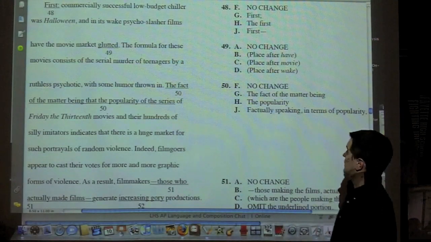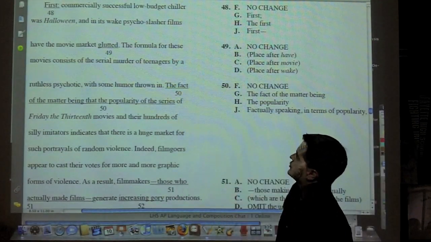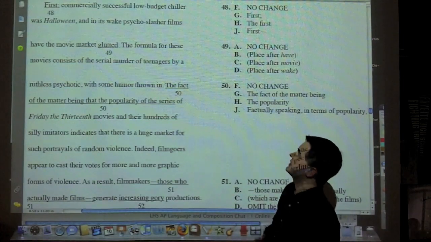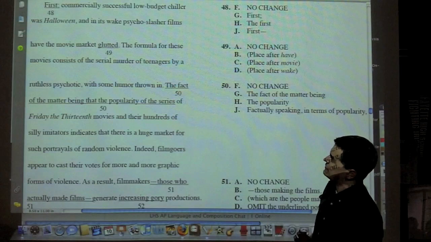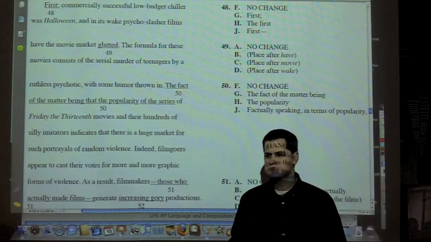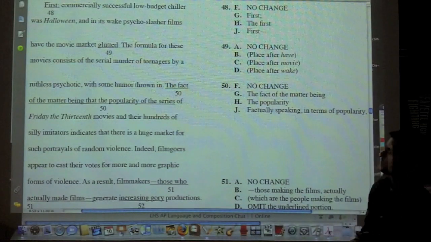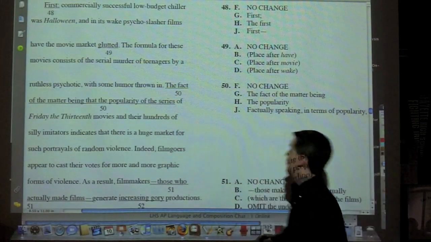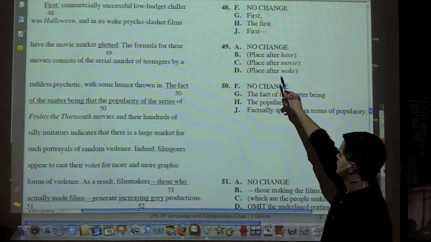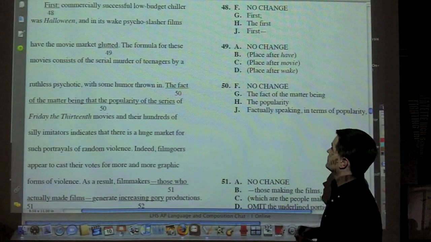So, that said, some of you thought that it was A. I'm going to read that sentence one more time. The first commercially successful low-budget chiller was Halloween, and in its wake, psycho-slasher films have the movie market glutted. That's a change of tense. It's a change of tense. So how would you suggest that we fix it? What option did you choose? B. Why? After have, because then it keeps the tense the same instead of switching from past to present.